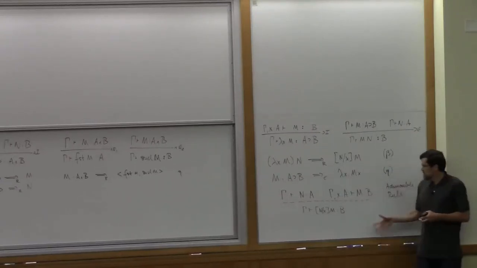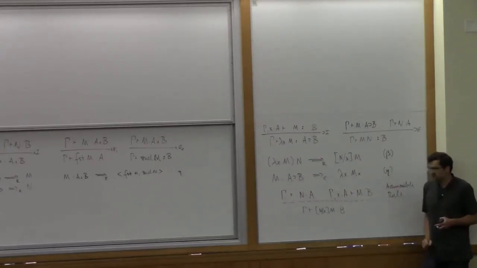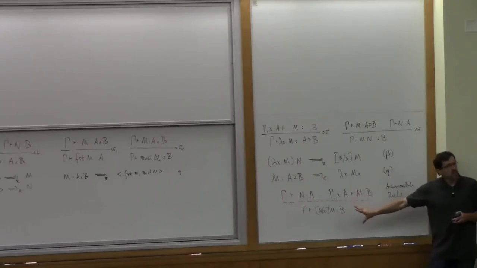So it's something that we know: if we have a proof of this and we have a proof of that, then we get a good proof of that. But in itself, it's not a rule. It's a property of the system. Okay, does that make sense?